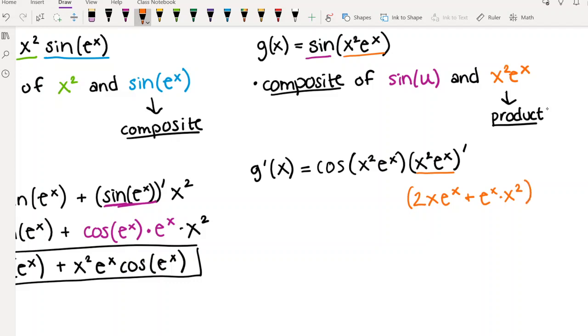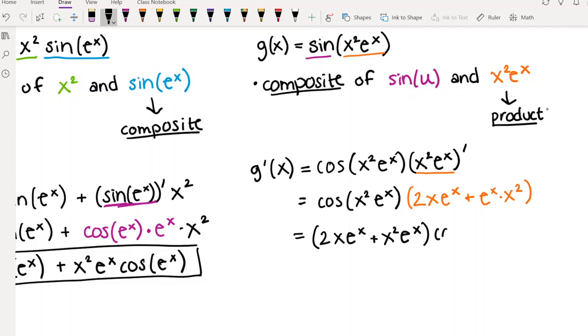Let's put that in parentheses, and then we're multiplying that with cosine of x squared e to the x. And I mean, that's basically it. I think I would personally put this part in orange at the beginning, because otherwise it looks like you're multiplying this and you're not, right? You're taking cosine of one of them and the other one's being multiplied. So maybe let's rewrite that so it's at the beginning. And if you wanted to, you could distribute it as well, but it doesn't really matter. So 2x e to the x plus x squared e to the x, times cosine of x squared e to the x.